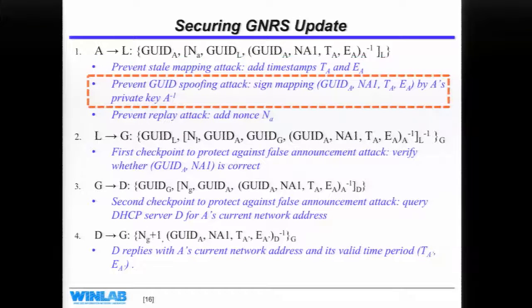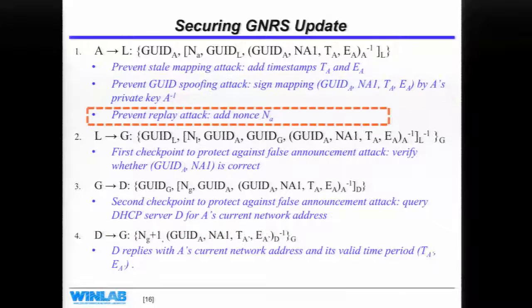And to prevent the GeoID spoofing attack, we require the mapping owner A to sign this mapping with its private key, because only this user knows its private key, not others' private keys. So A cannot pretend to be another user and use another user's private key to sign this mapping. Also, a nonce is added to prevent replay attack.